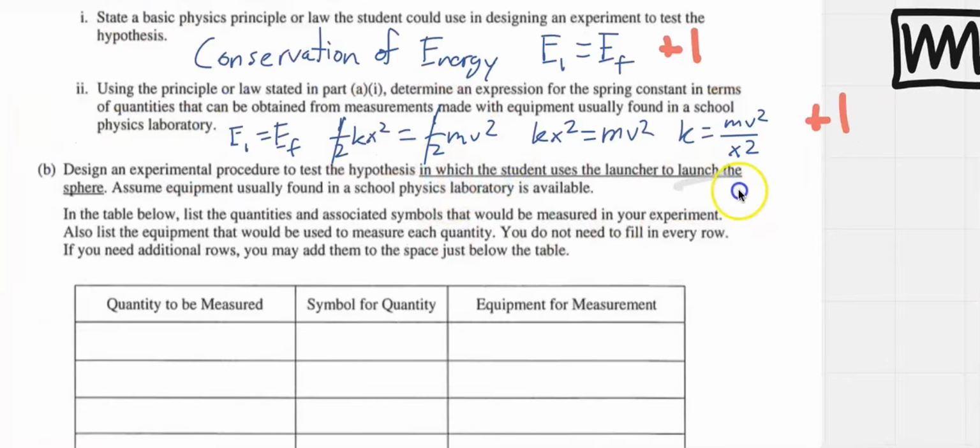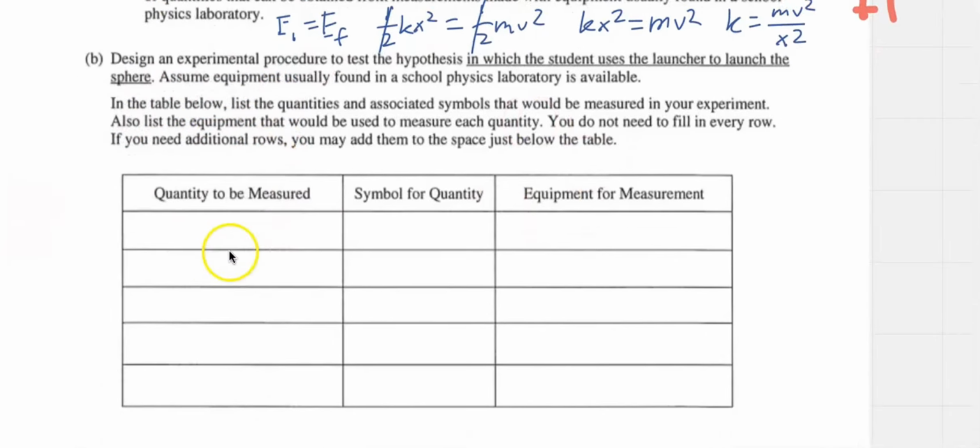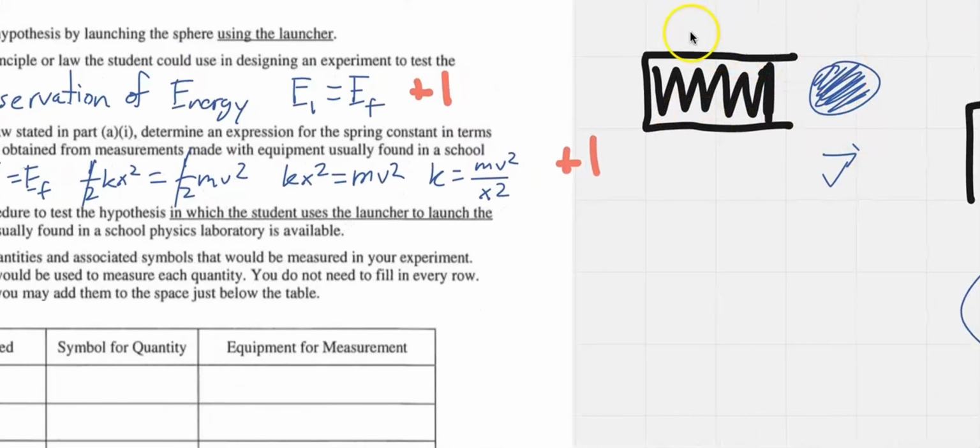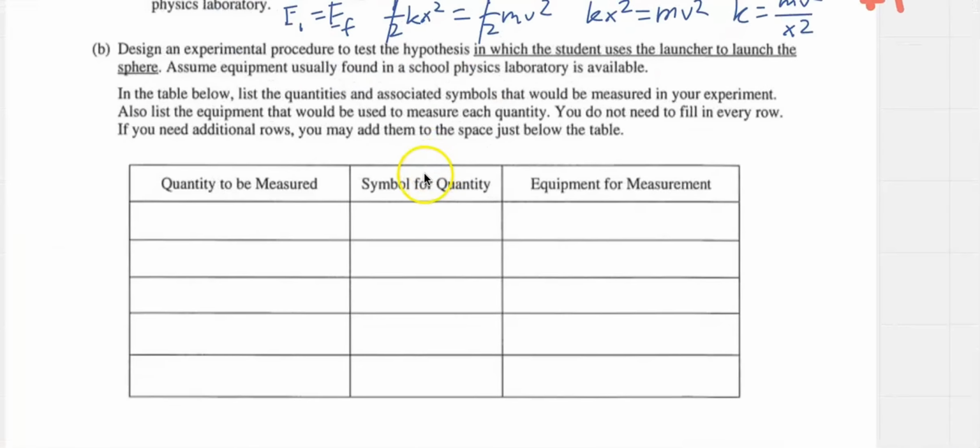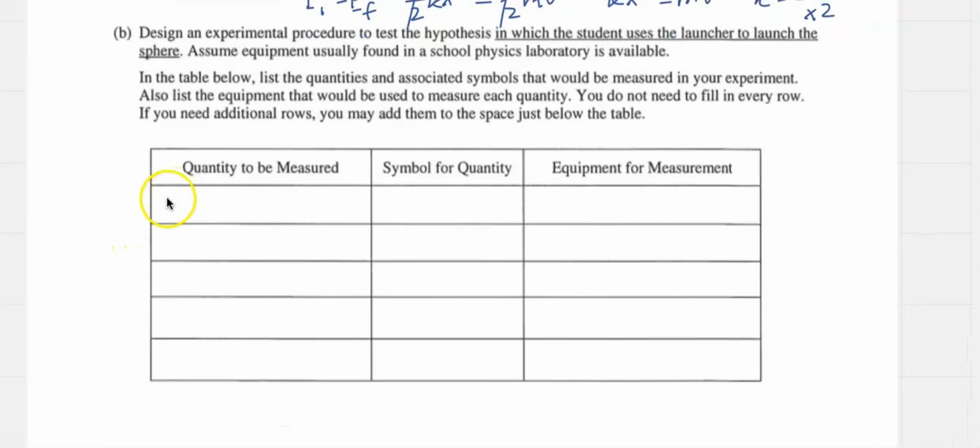Okay, so for part B, design an experimental procedure to test a hypothesis in which the student uses a launcher to launch the sphere. And okay, so I'm going to use the simplest one, which is going to be just launching it horizontally and finding the velocity. So first, we need to find the mass of the sphere. And that's going to be m, and we're going to use a scale for that.